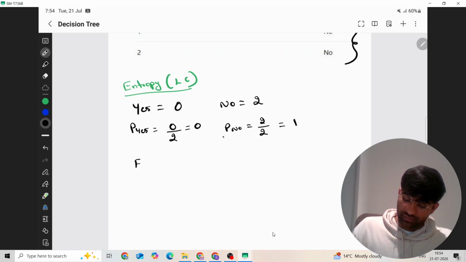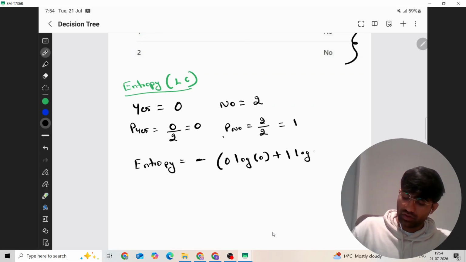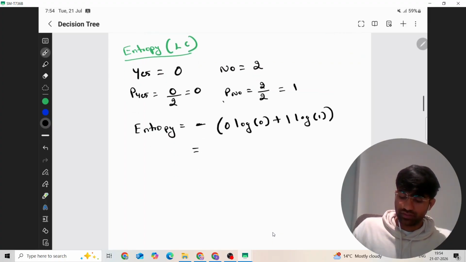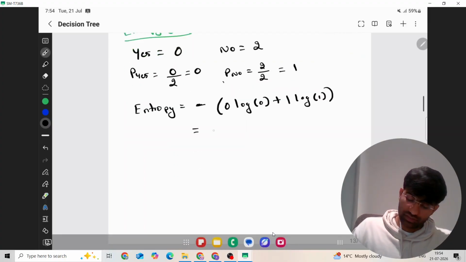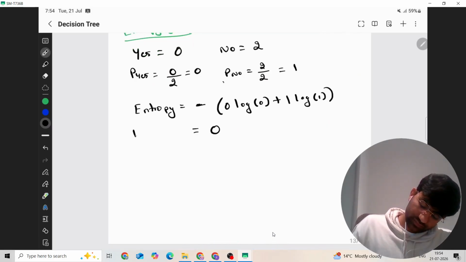And if we substitute in the entropy formula, entropy is equal to minus of 0 log of 0 plus 1 log of 1. So what is your entropy? Your entropy will be 0. This is the entropy of the left child.